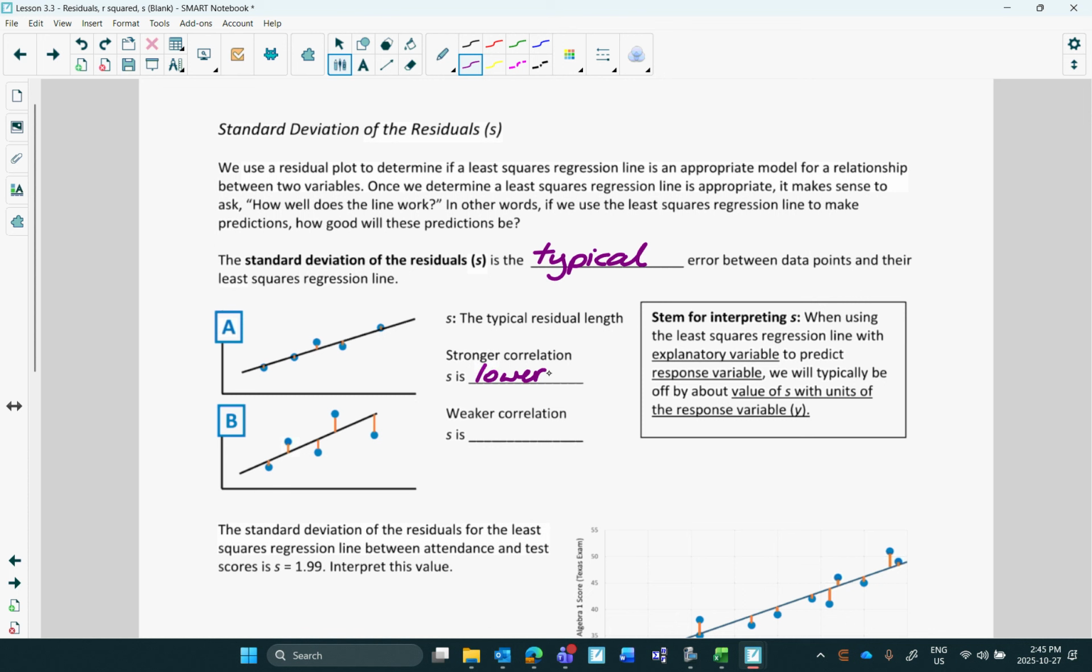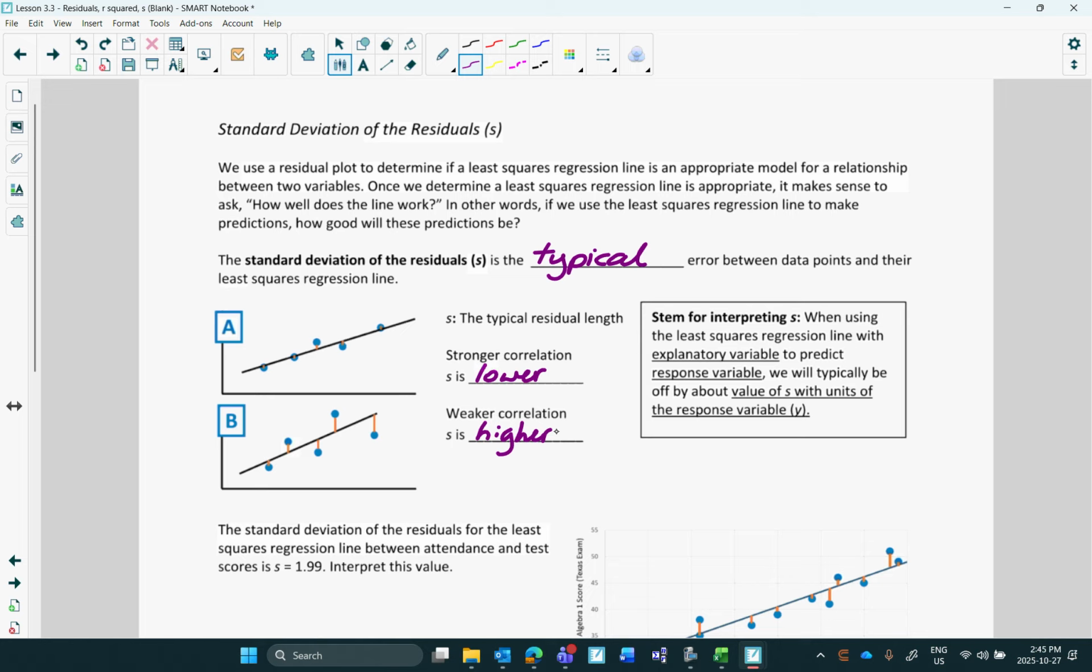Weaker correlation, S is higher. Okay? Did I say that right? Stronger correlation, S is low. Yeah, that's right.